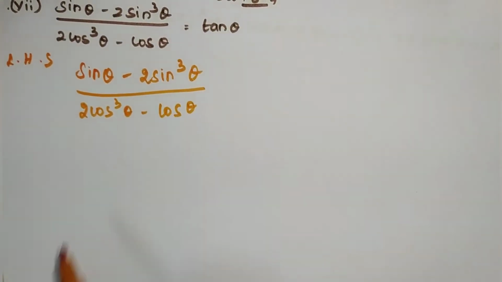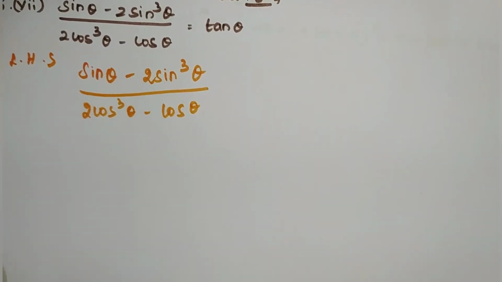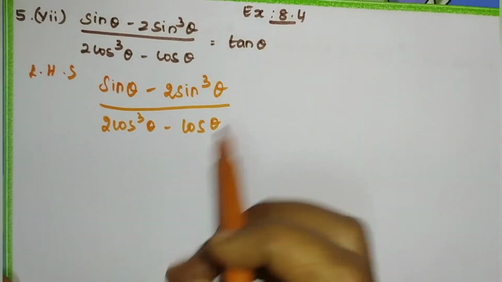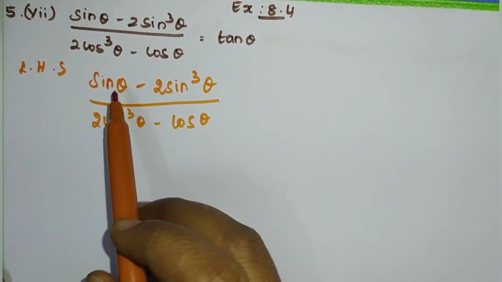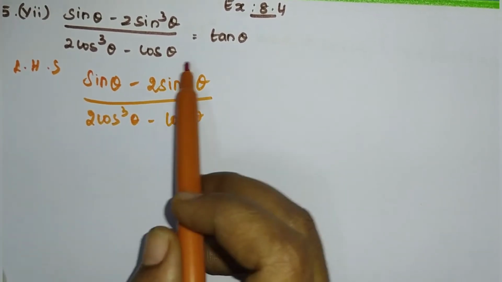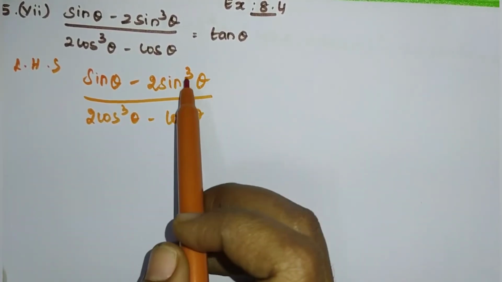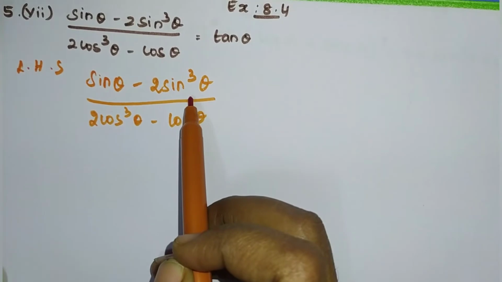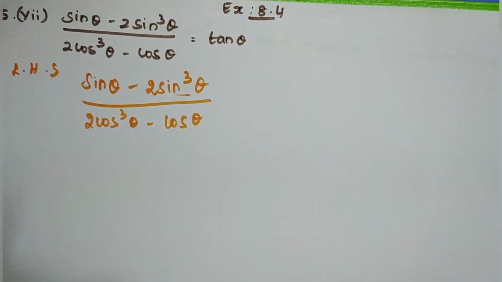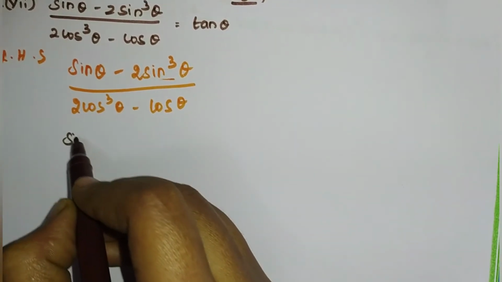Here we have cube, so we can't apply the trigonometric identities. We don't have square, but you have to simplify this one. Here we have sin theta and here we have 3 times sin theta, so I can take a sin theta outside.